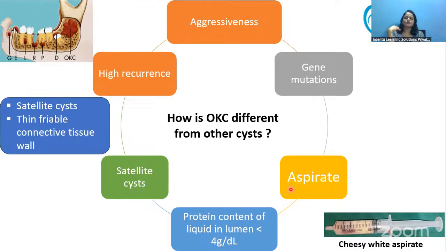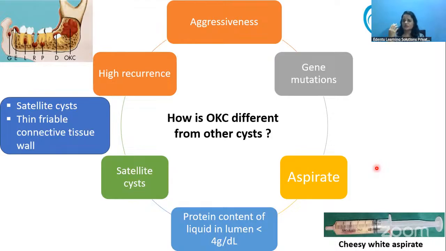Okay, so we can do a procedure that is called fine needle aspiration cytology. In fine needle aspiration cytology, what we do is try to aspirate the liquid from the cystic region. So when we aspirate OKC, you will get a cheesy white aspirate like this. This cheesy white aspirate is a characteristic feature of OKC only, because of the presence of keratin.